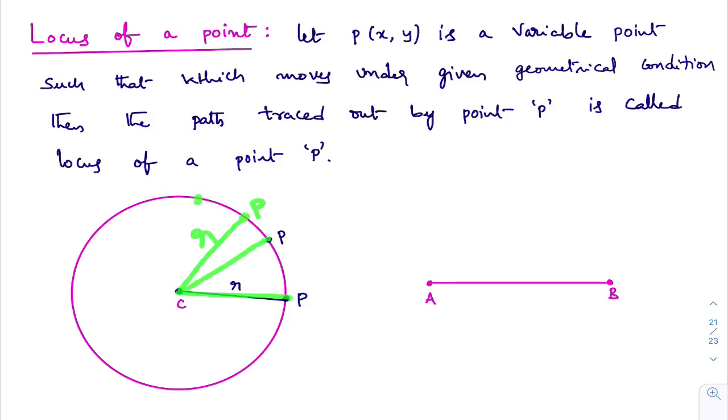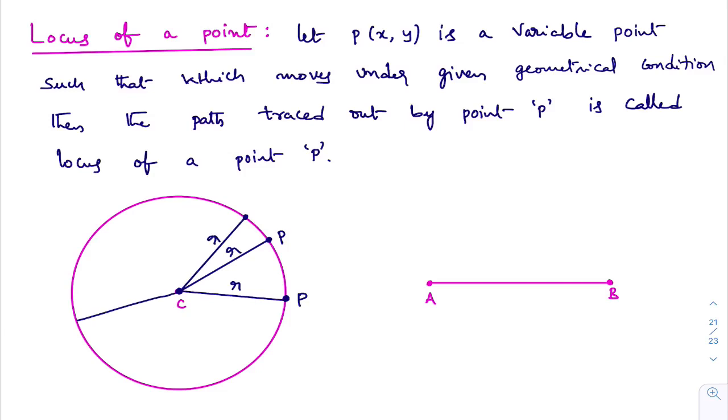Try to understand what I am saying. C is the fixed point. P is the variable point here. P moves. In what way does P move? Such that the distance from P to C is constant. If this distance is 5 units, this distance is also 5 units. Like that, the point P is moving. So then you will get points like this. Wherever you take, it is R units only.